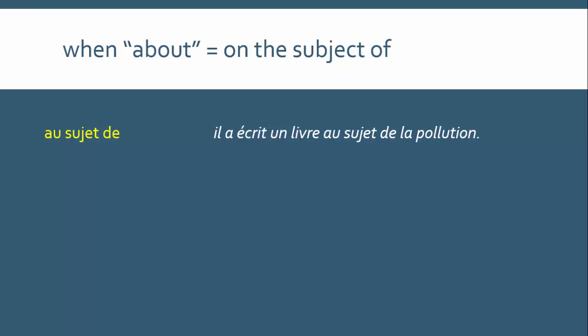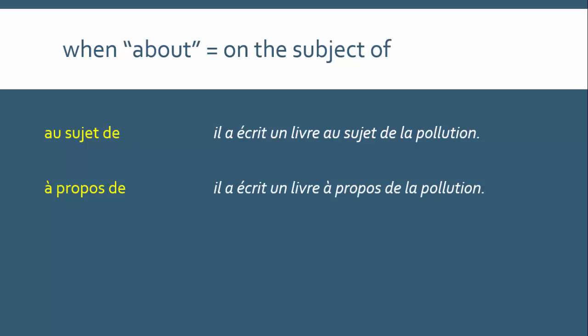So we heard c'est au sujet de votre mère. It's on the subject of your mother. It's about your mother. I think that's quite a nice use of that one. Alternatively, we can use à propos de, which is pretty much synonymous again. Il a écrit un livre à propos de la pollution. Or we could be really simple and just use sur, meaning on.